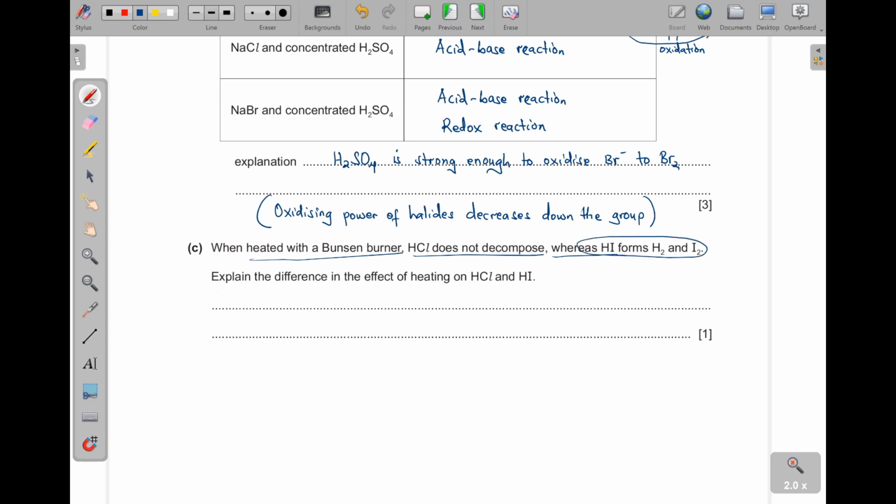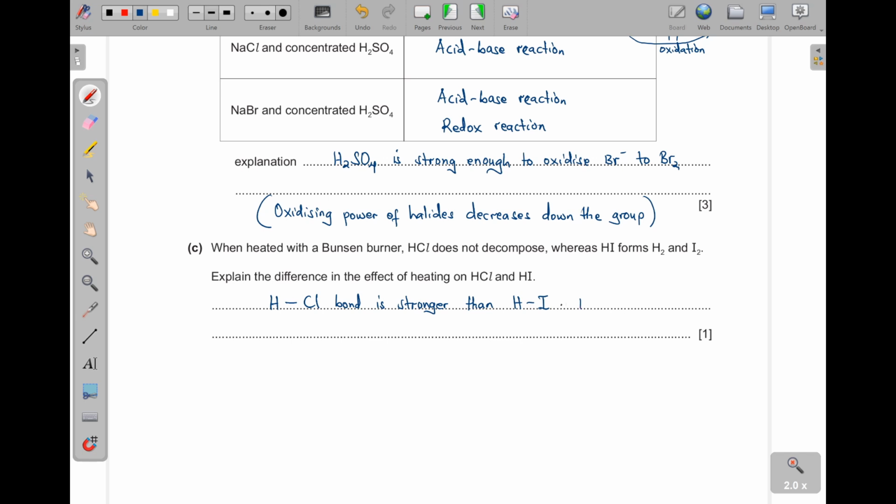So that is that. Then next, they are saying when heated with a Bunsen burner, HCl does not decompose, whereas these ones decompose. Explain the differences in the effect of heating HCl and hydrogen iodide. So this bond here, the HCl bond here, is stronger than that one of hydrogen iodide, okay.